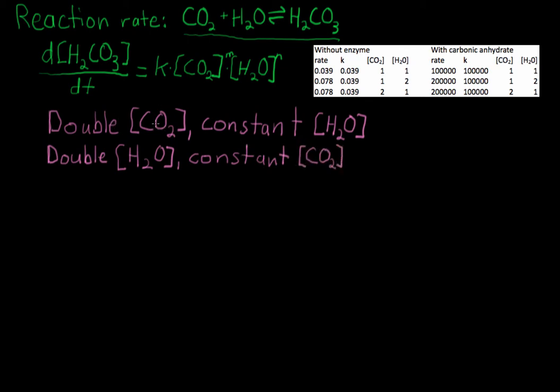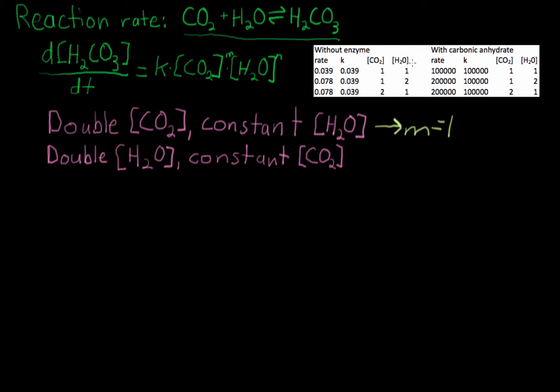So let's look at two scenarios. When we double the concentration of carbon dioxide and keep a constant concentration of water, we see that the rate doubles. So we're going to look at lines 1 and 3 here. So we have constant concentration of water, and we've doubled the concentration of carbon dioxide, and our rate has doubled, which means that the exponent m equals 1.